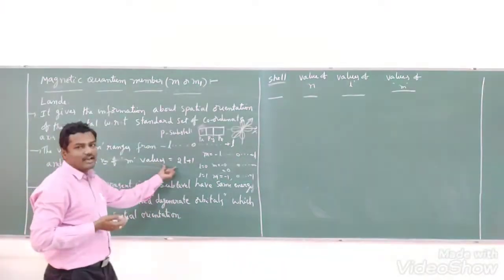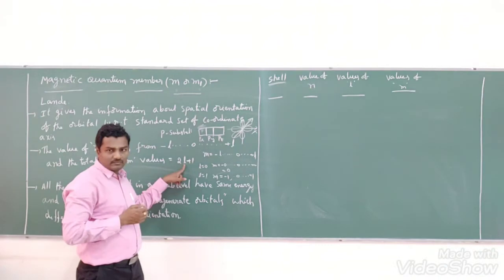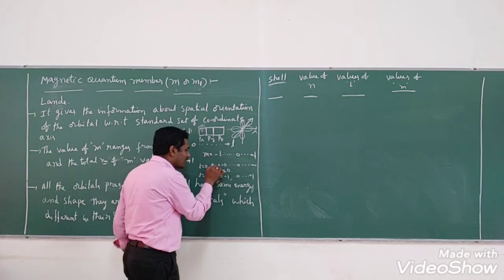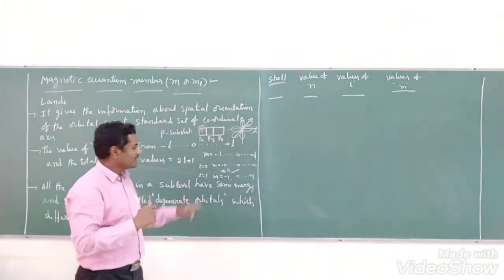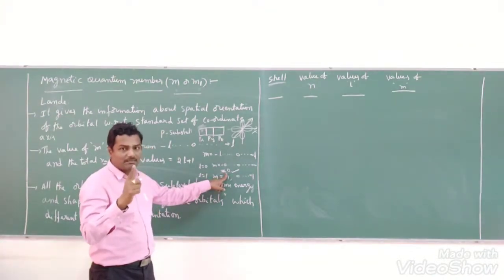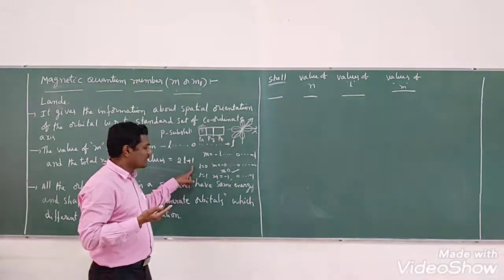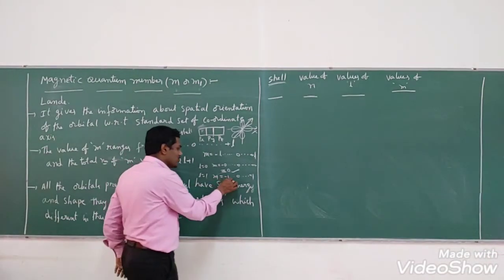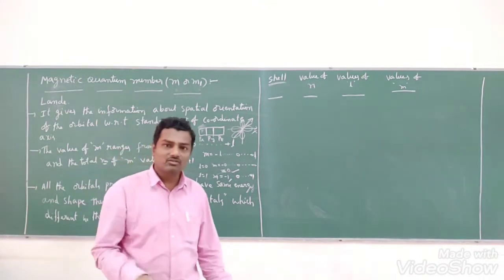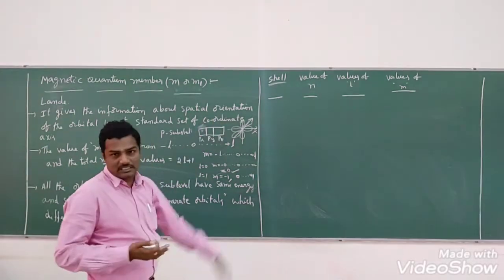How do we calculate how many values are present? The total number of values is given by the formula 2l plus 1, students. Suppose you substitute l equals 0: 2 into 0 is 0, 0 plus 1 is 1. One value, that is m equals 0. Whenever l is 0, m is also 0. Suppose you substitute l equals 1: 2 into 1 is 2, 2 plus 1 is 3 values, which are minus 1, 0, plus 1. If l equals 2, how many values do you get? 2 into 2 is 4, plus 1, 5 values. What are the values, students, you will see now.